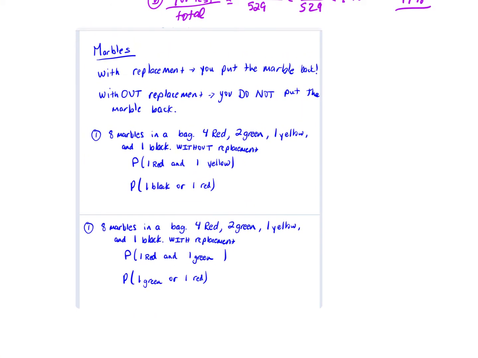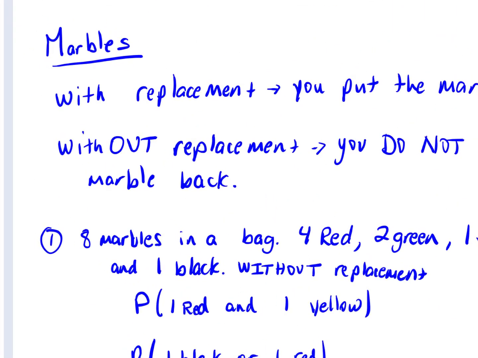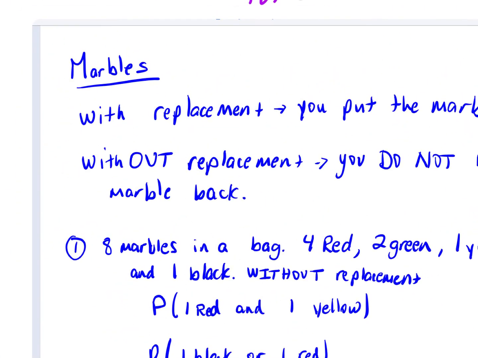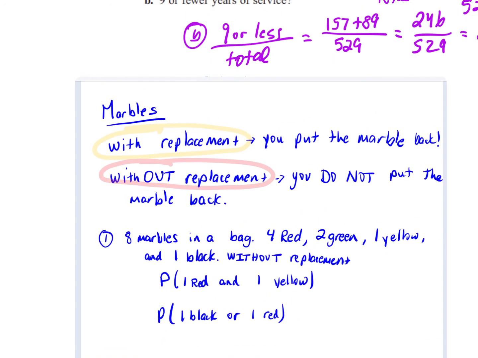About the problems, I want to talk to you guys about some words. We've talked about this before. You are going to see questions. Some of them will say with replacement. Some of them will say without replacement. Why is that important to pay attention to? A lot of times when you have these problems, you want to draw a marble, and then you're going to draw another one.